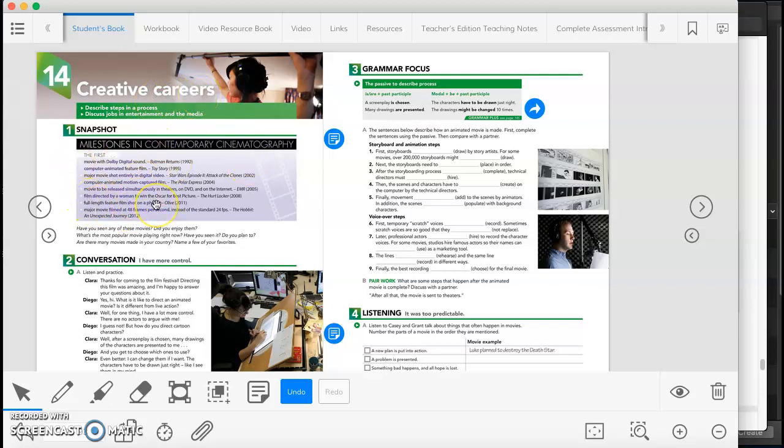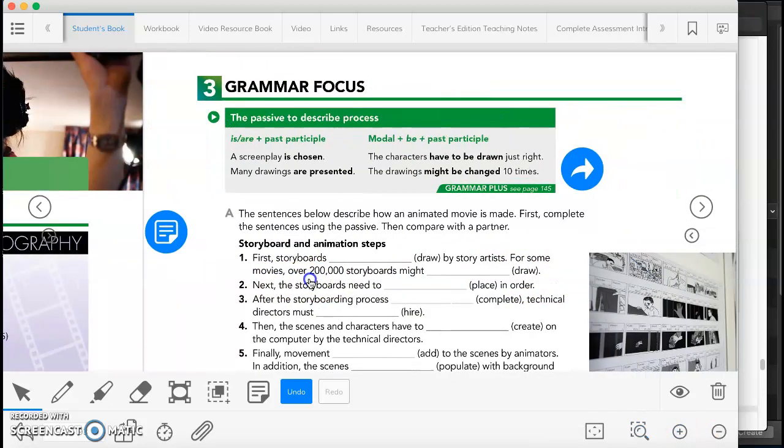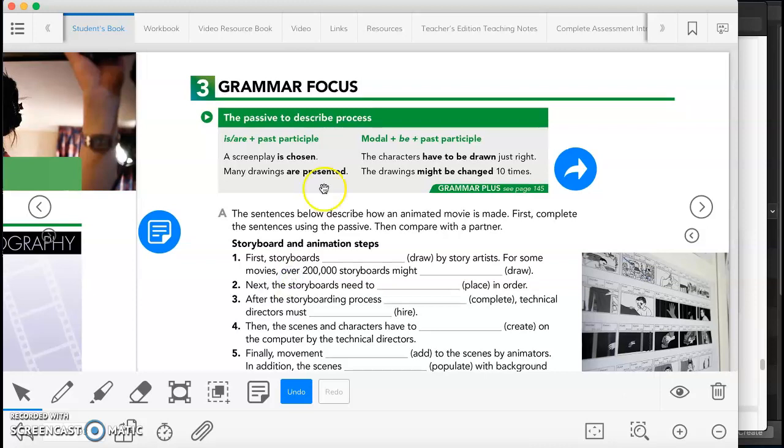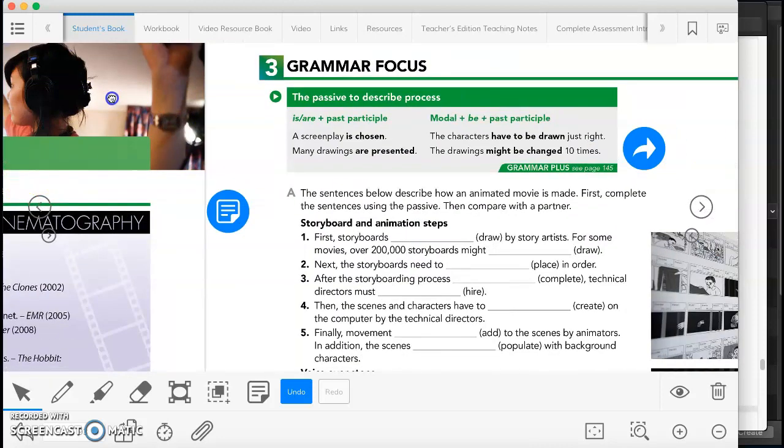We have a milestone here in cinematography, in contemporary cinematography, and then we have two grammars. The first grammar is the one that we have for today, the passive to describe process. So basically this is the first thing that we have here, describe steps in a process, and in here we are going to use the passive to describe those steps in the process.